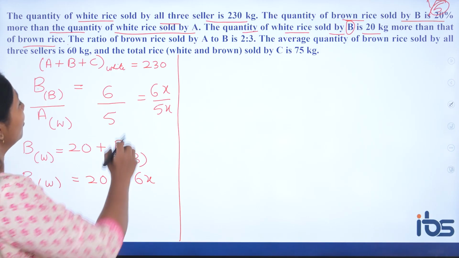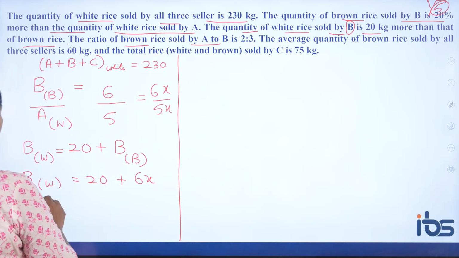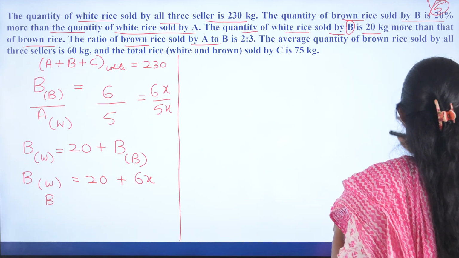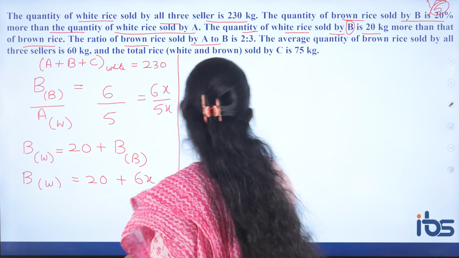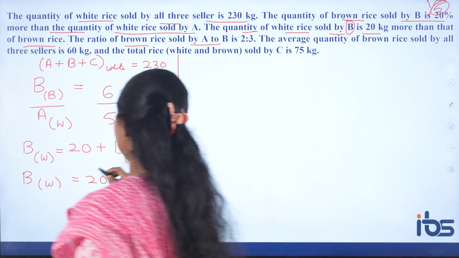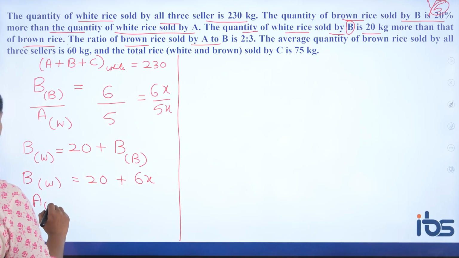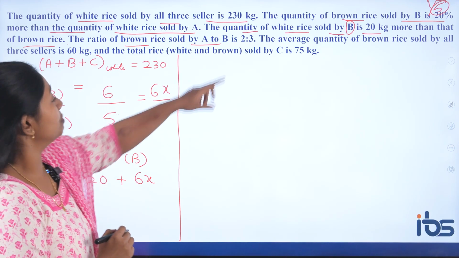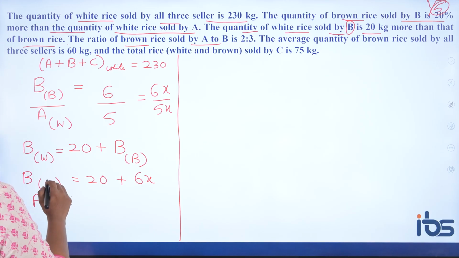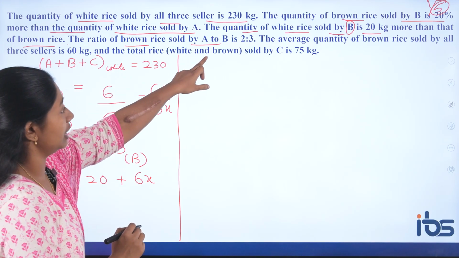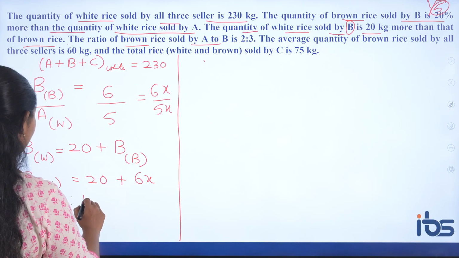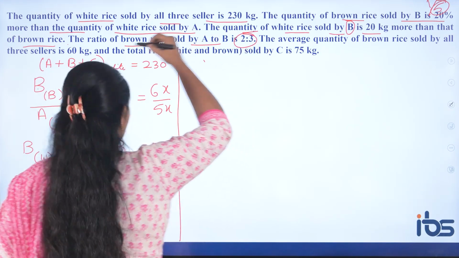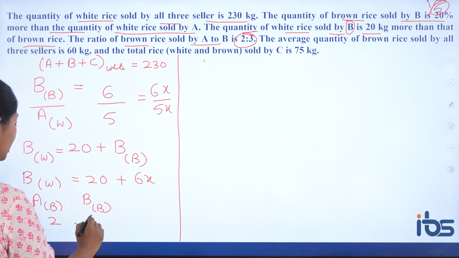Now the ratio of brown rice sold by A to brown rice sold by B. So A to B, that means the ratio of brown rice sold by A to brown rice sold by B, what is the ratio? It is 2:3.